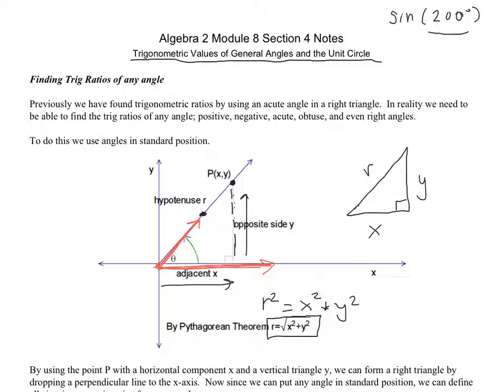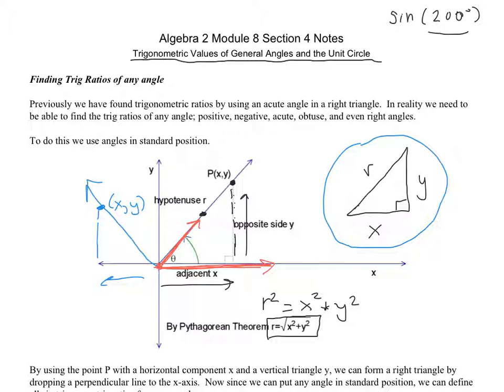Now the good news is, since we now have this triangle, it doesn't really matter if I had an angle that was over here, it would still have a point x, y on this ray, and I could still go down and make a triangle. The only difference in quadrant 2 is the x could be negative, because you go this way, so x would be negative. So really, this right triangle with x, y, and then r could be applied to any angle in standard position.